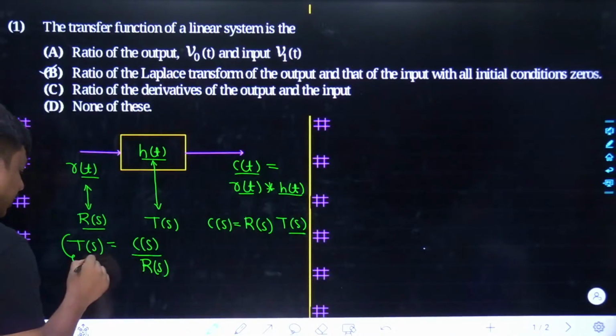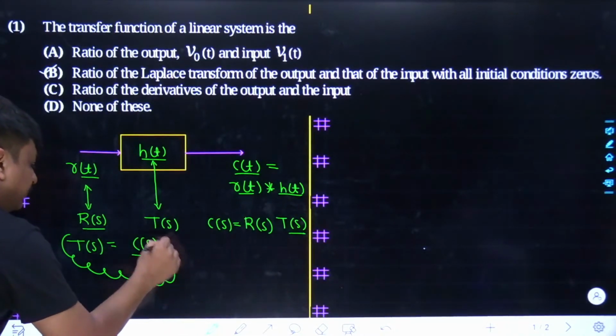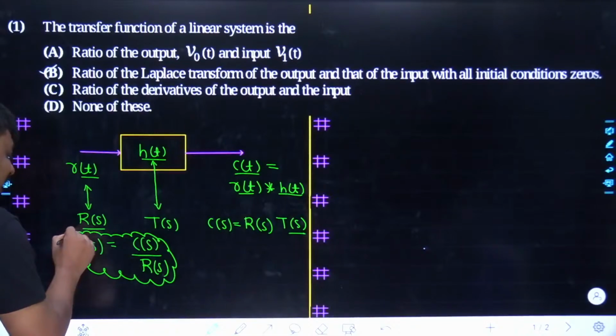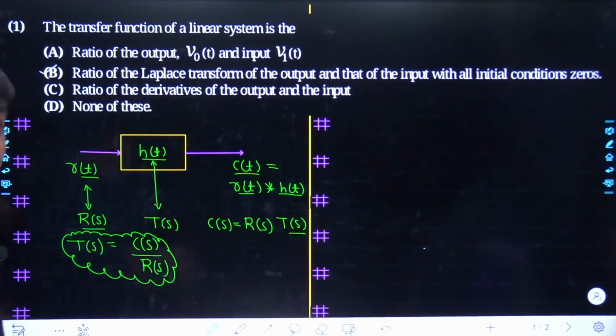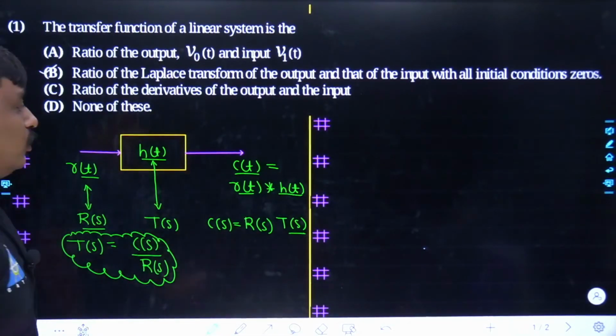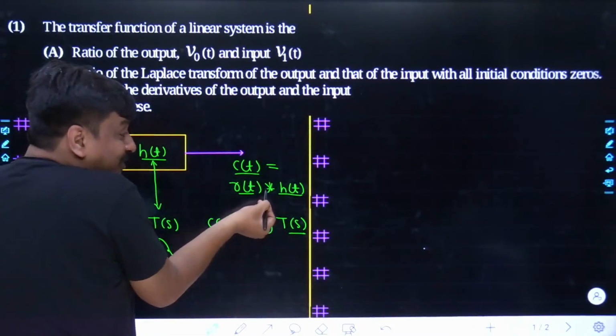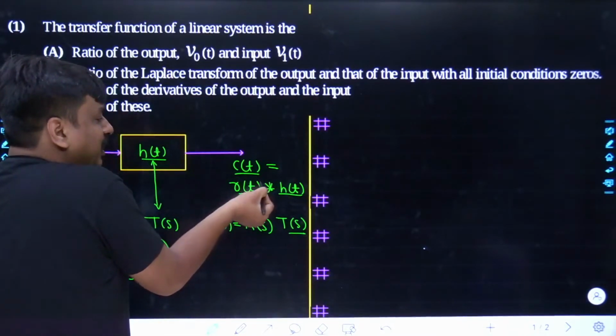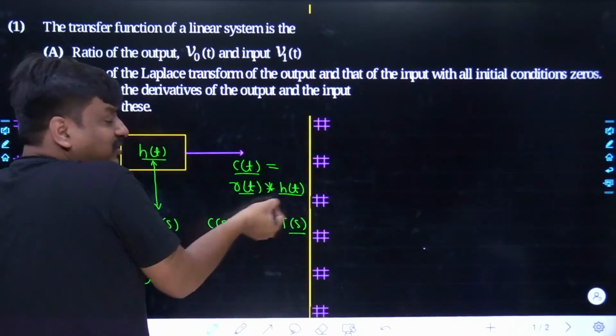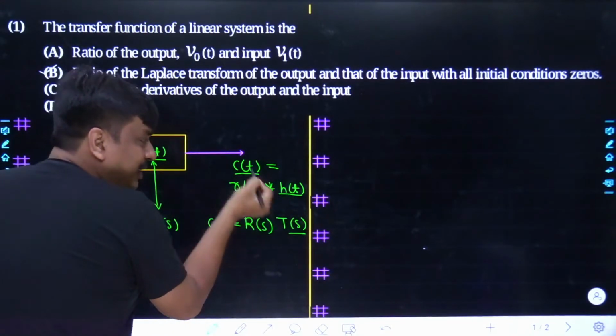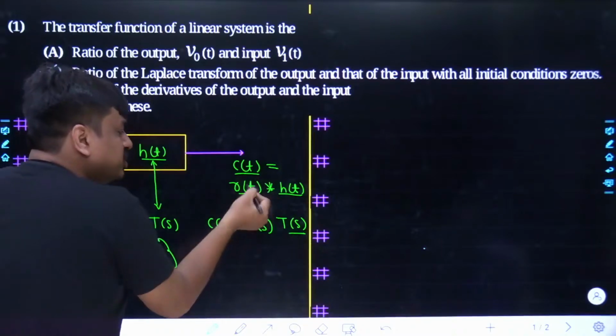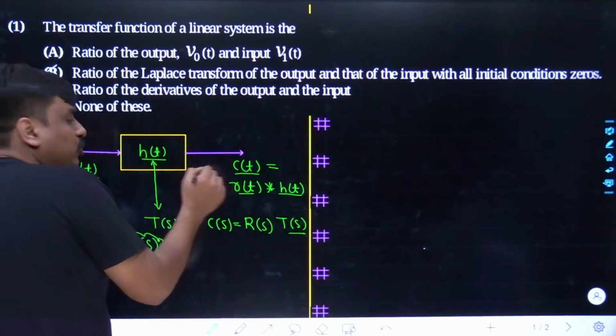One of the students, probably Nishant Sharma, has given the answer that the transfer function could be written as the ratio of the output to the input in time domain, which is utterly wrong. Why? Because in time domain it is a convolution. It is not only a multiplication where R of t and h of t get multiplied. If it is a convolution, you cannot just shift R of t to the left-hand side. No, you can't do that.